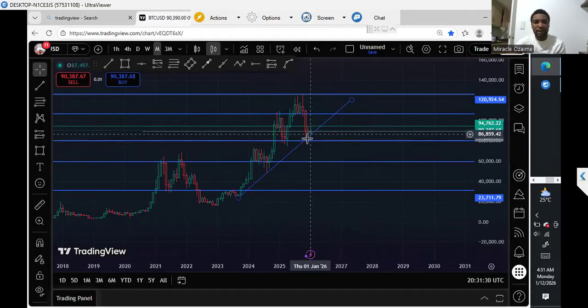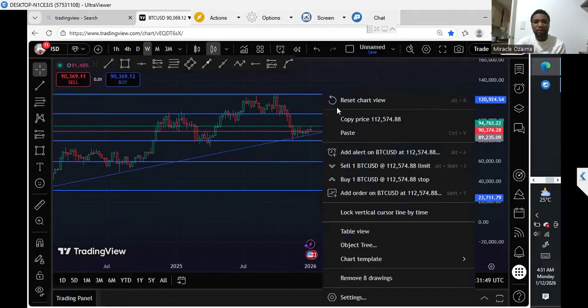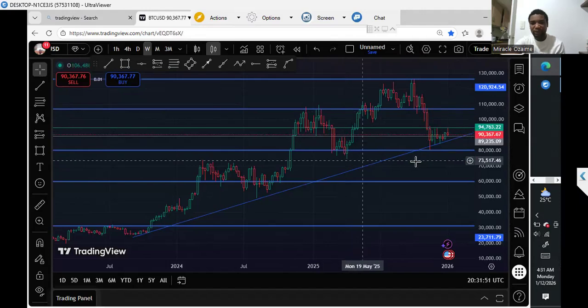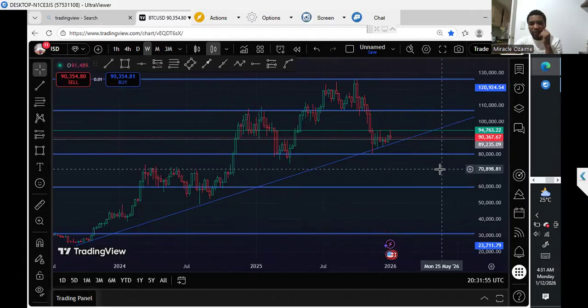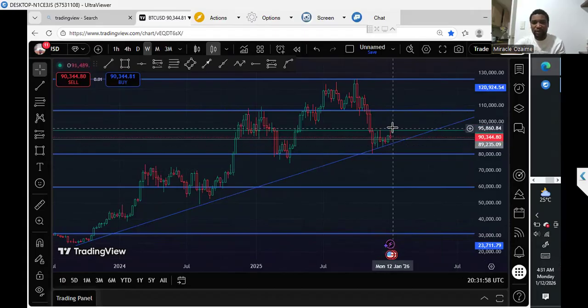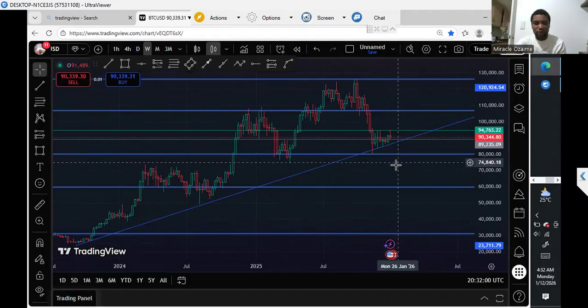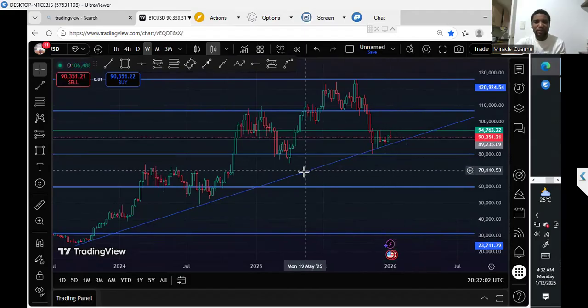Because this is looking like it's correcting as of the moment around this region. So initially I was looking for price to come back to test the 100K region around this area, but I'll be waiting for the monthly candle to close around this region before I consider BTC. So as of the moment, BTC is looking bearish on the weekly time frame. It's looking bearish as of the moment. Could this be a correction for a continuation to the downside? I don't know yet as of the moment.